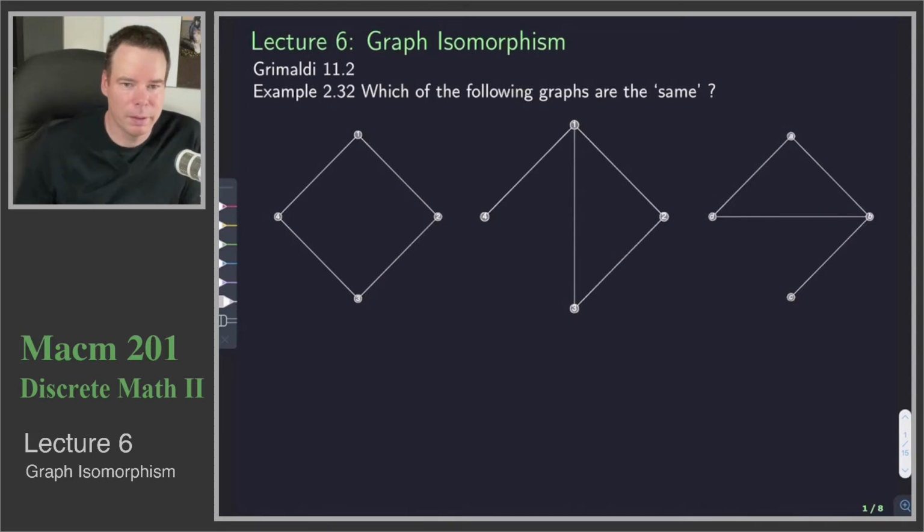Hi everyone, welcome back. This is our last lecture on basic objects and counting techniques. Here we're going to focus a little bit more on counting in graphs. The main idea is whenever we're interested in a counting problem, we have to decide what we consider to be the same object and what we consider to be different objects.